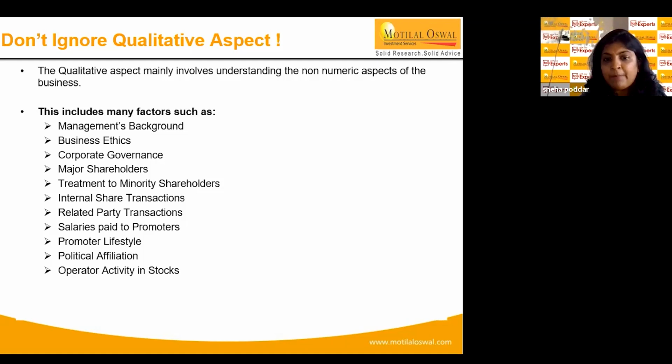Just see the parameters that I've given, and select the industry which you understand and which you'll be able to track going ahead. So select companies from those industries which you really understand. The companies that you can understand and you can track, you should invest in those companies.